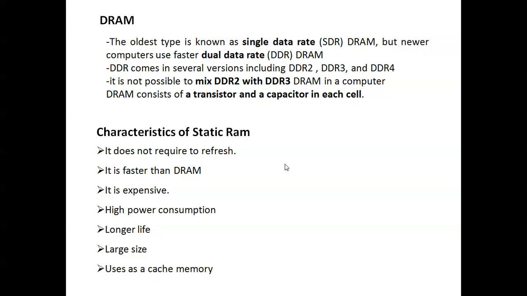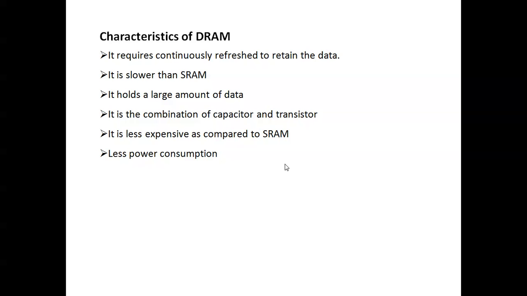Characteristics of static RAM, SRAM: it is not required to refresh the memory every time, it is faster than DRAM, and it is expensive because the cell contains six transistors. It has high power consumption, longer life, large size, and is used in cache memory. Characteristics of DRAM: it needs to be continuously refreshed to retain the data and it is slower than static RAM. It can hold a large amount of data, with a combination of capacitor and transistor in memory cells. It is less expensive compared to static RAM and has less power consumption, because every cell has only one transistor. If the transistor count is less, power consumption is also less.